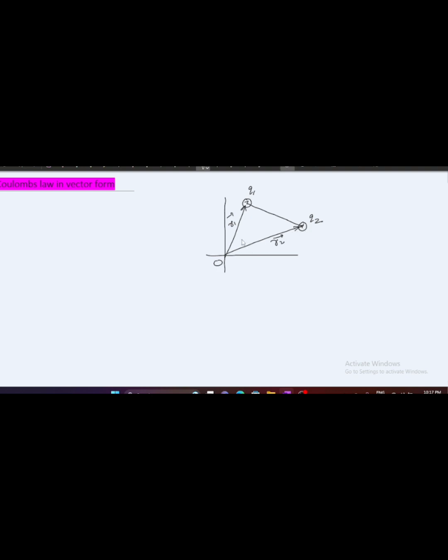This is in this direction and this is in this direction. Coulomb's law we know is F equals K Q1 Q2 divided by R square. This is the scalar form of the law. If we are to represent Coulomb's law in vector form, the force on charge Q1 due to Q2 is F12, and there will also be an equal force in the opposite direction on charge Q2 due to Q1, which is F21.